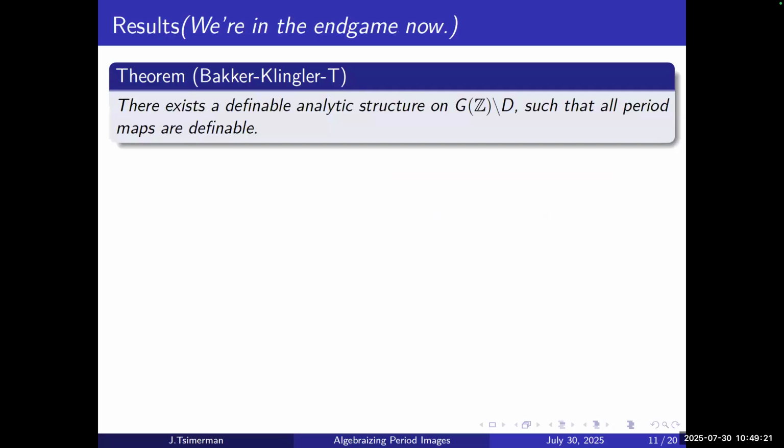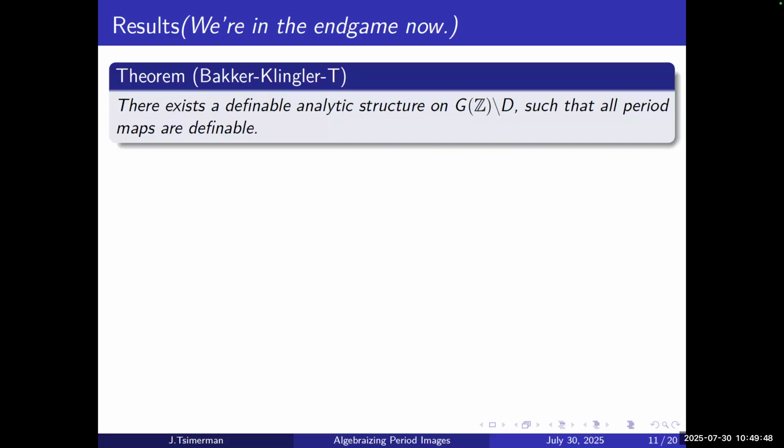Okay. All right. So let me talk about what we prove using this O-minimal machinery in this context. Everything stems from this theorem, joint with Ben Baker and Bruno Klingler, that says that this D mod GZ admits a definable analytic structure. So it already admits an analytic structure. The key here is that it's a definable part. So that's easy, as I'll explain in a moment.